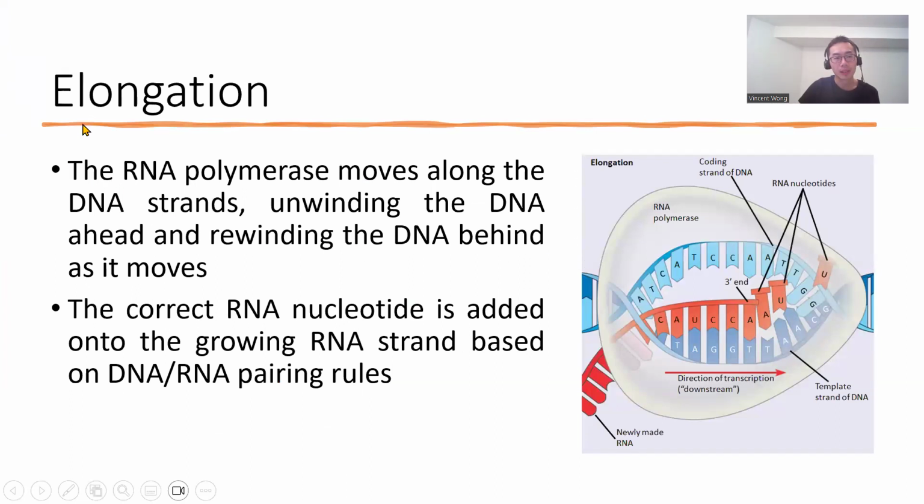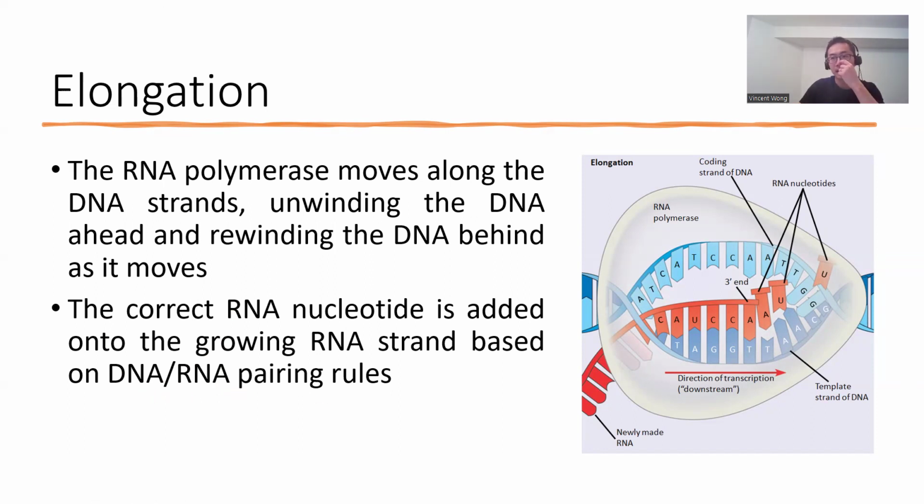Okay. So next is elongation. Initiation, elongation. The RNA polymerase moves along the DNA strand. It will unwind the DNA ahead, copying the current section, and then rewind the DNA behind. And of course, they have to use the base pairing rule, right? The DNA and the RNA base pairing rule.